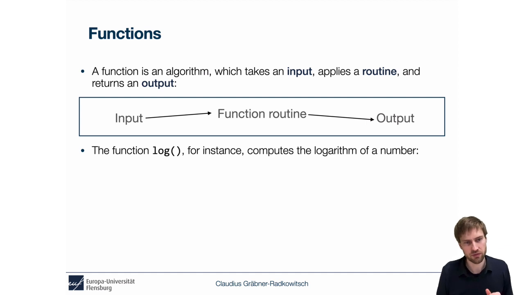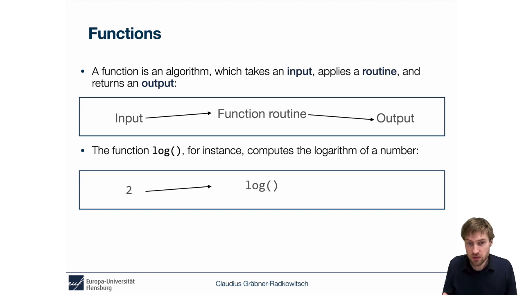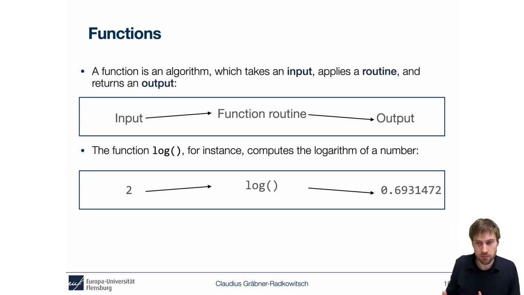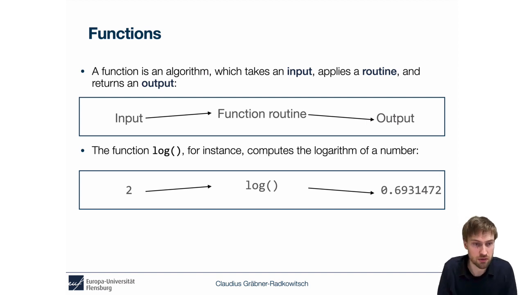Here's an example. There's a function that is called log. Not really surprisingly, this function computes the logarithm of a certain number. So if we apply this graphical idea here, say we take the number 2 as an input, we pass it to the function routine of log. The function log applies a certain routine on 2, namely computation of the logarithm, and it gives us an output, in this case another number, namely 0.693147, which is the logarithm of 2.